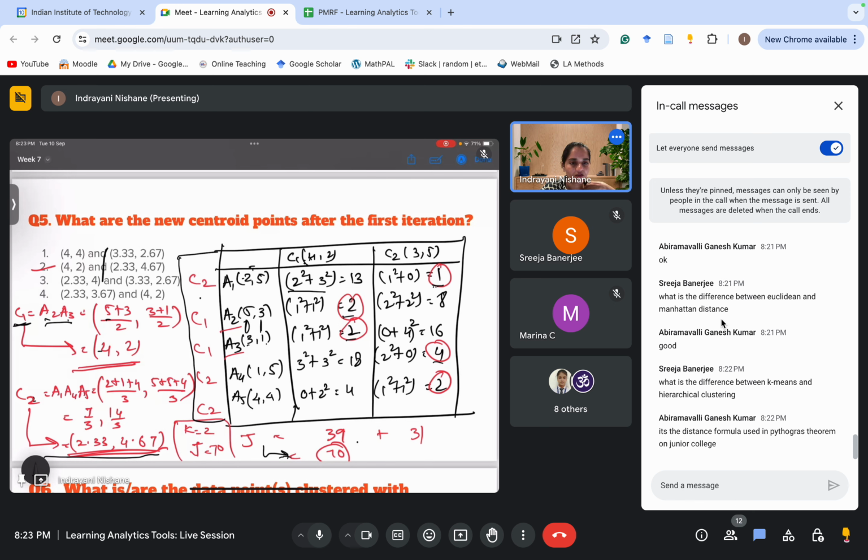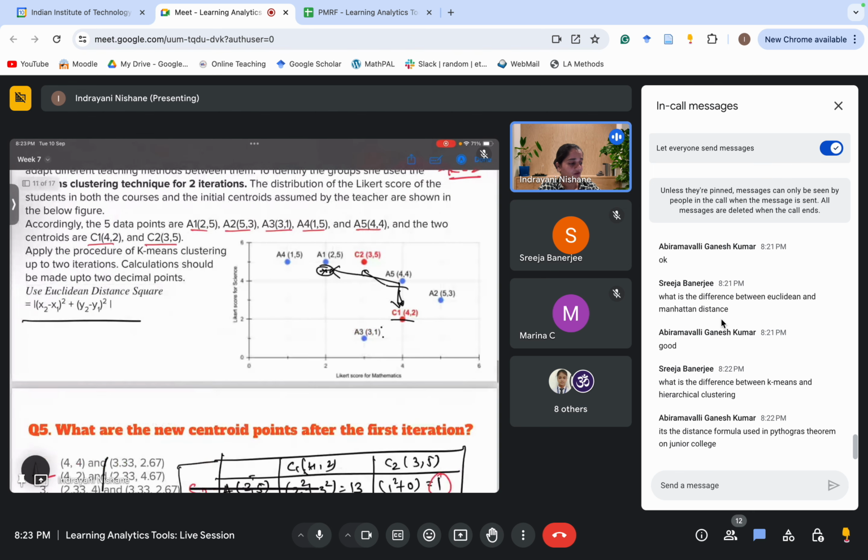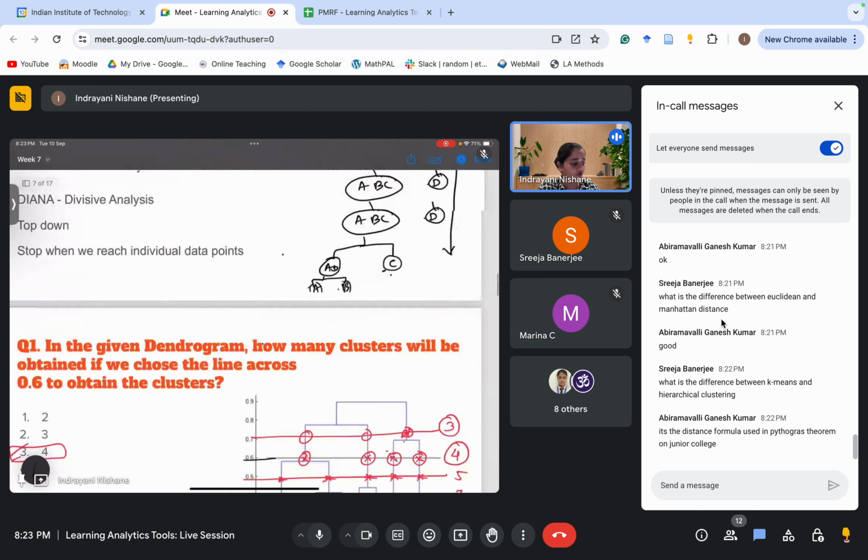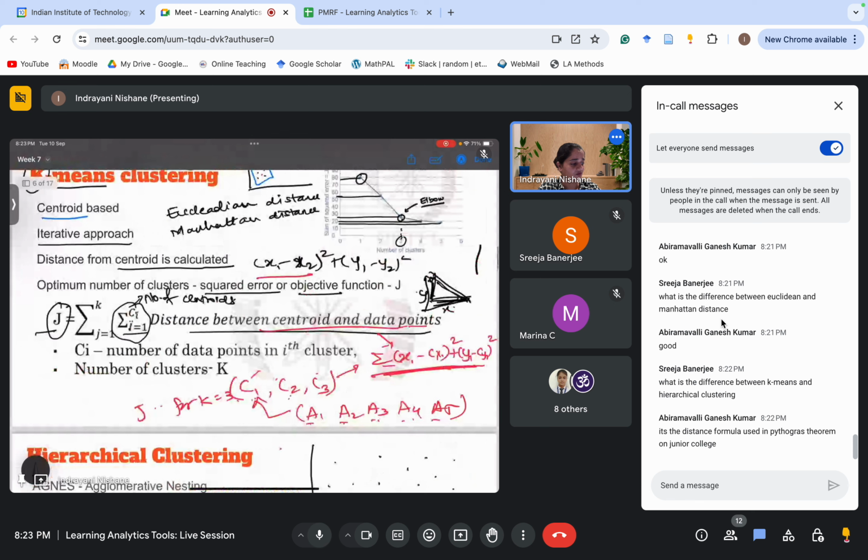What is the difference between k-means and hierarchical clustering? I have done this already, repeated so many times. So sorry Shrija, I'm not repeating it again because I must have repeated this 4 or 5 times. It's the distance formula used in Pythagoras theorem. Yeah, same thing, no, the grid formula. That's why even here I have made the triangle for Manhattan distance. This is the Manhattan distance.